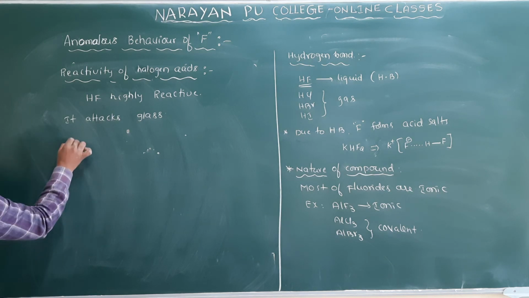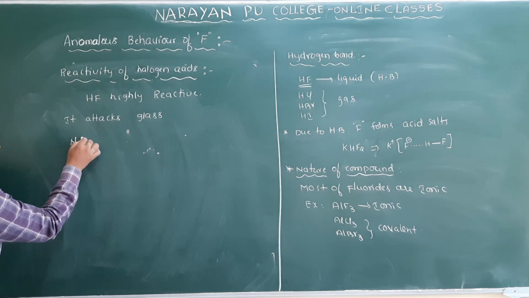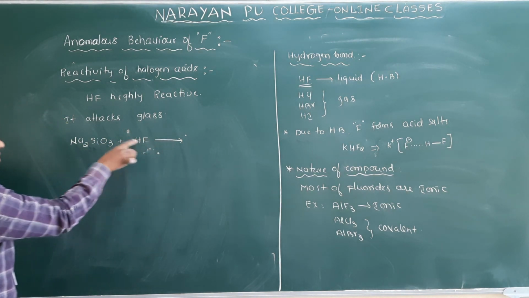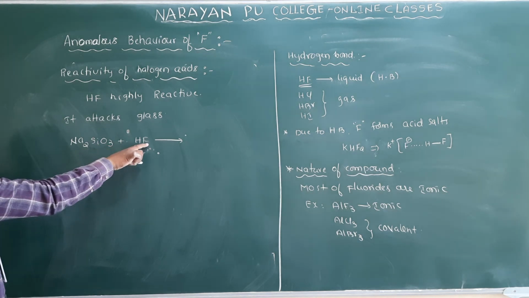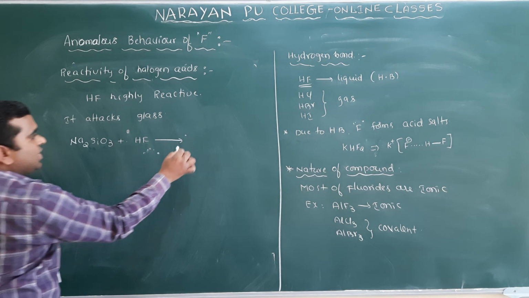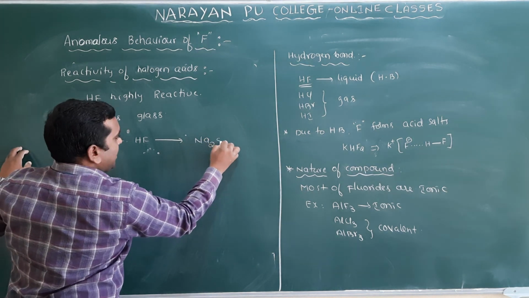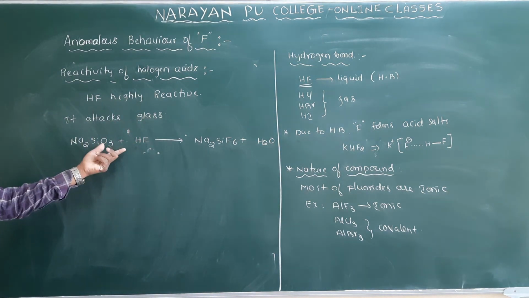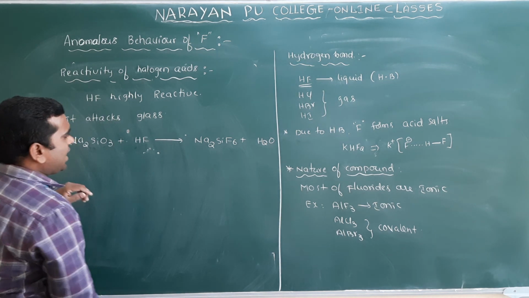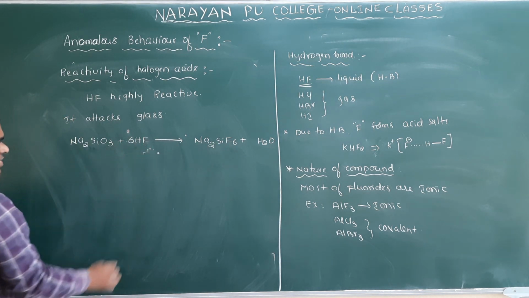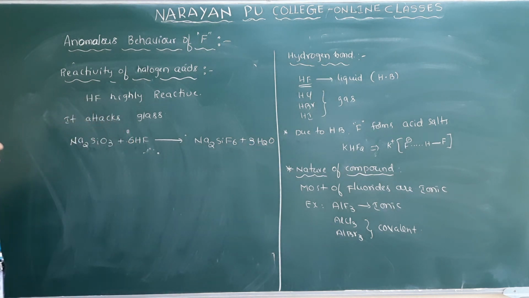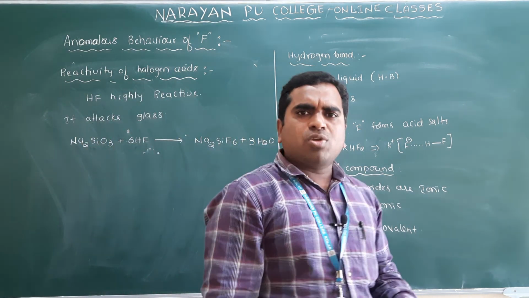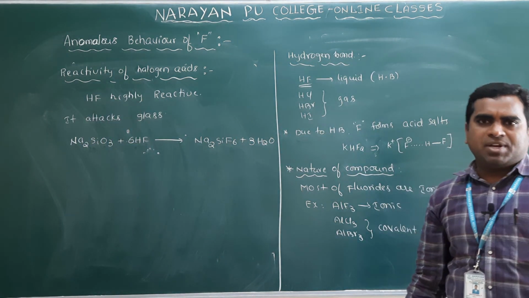What is glass here? Mainly made up of Na2SiO3, sodium silicate, and HF will attack it. It has the ability to replace the oxygen, because fluorine is more reactive than oxygen, so the oxygen atoms will be replaced. Then what will we get? Na2SiF6 plus H2O. Hydrogen and oxygen will be removed. How many fluorine atoms are here? 6. So let's multiply by 6, and the oxygens will be 3.